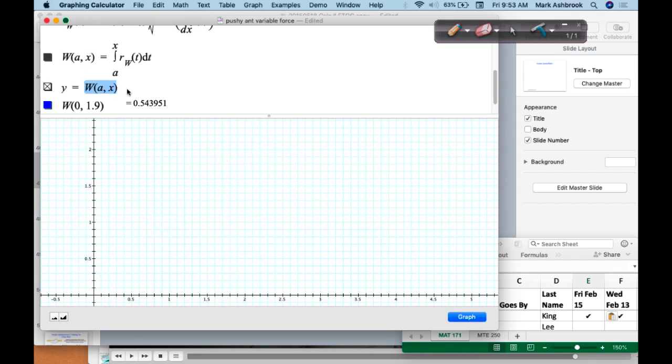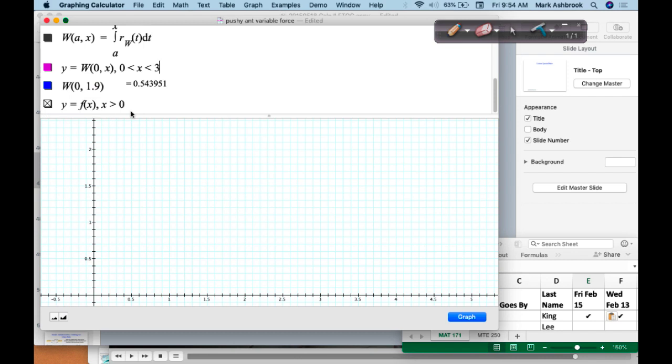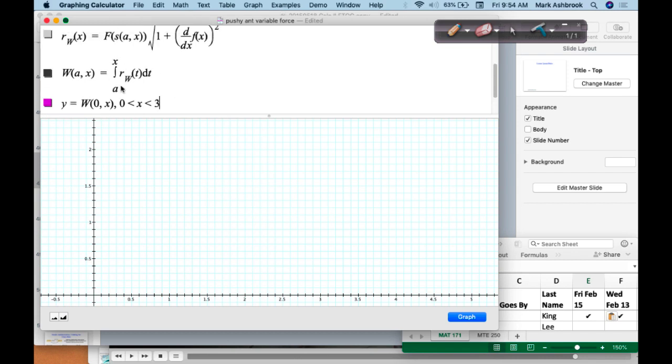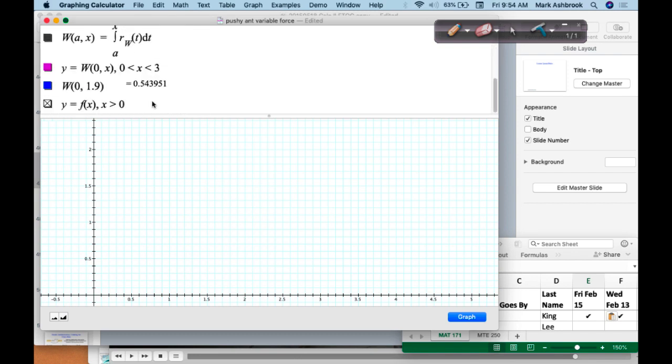So I want to graph that, say, from 0 to 3. Turn this one off. Okay, now I'm going to graph the work function. Again, the work function is open form, and within that, the rate function has open form because it's based on the arc length function. Even the technology, because of the open form situation, is taking a long time to generate function values.